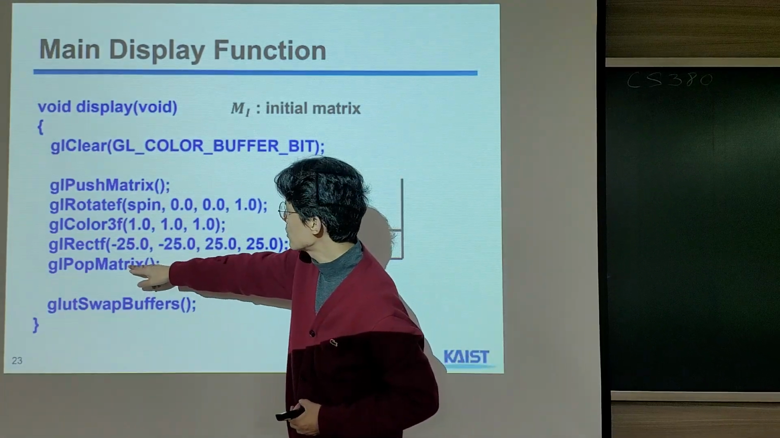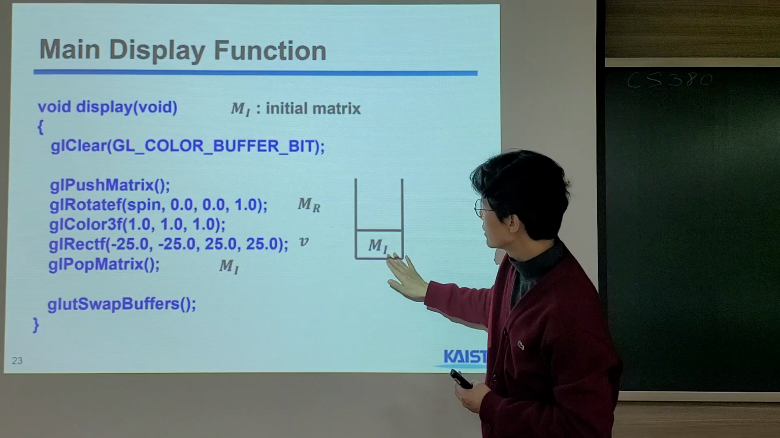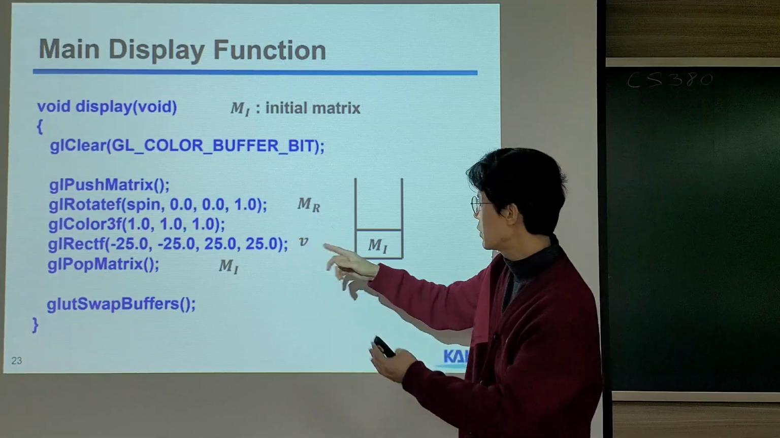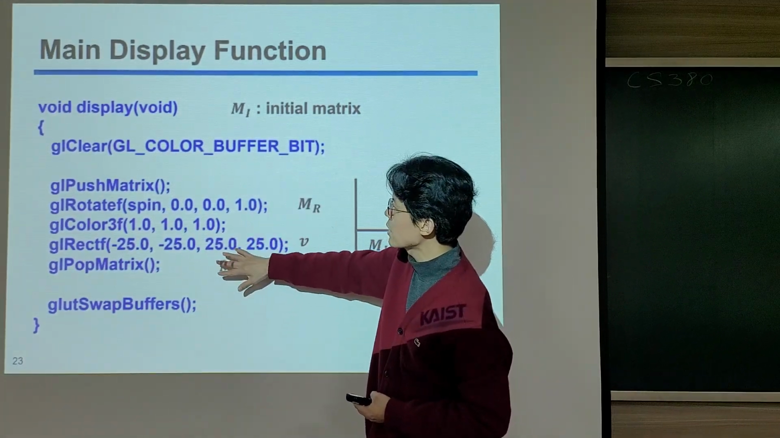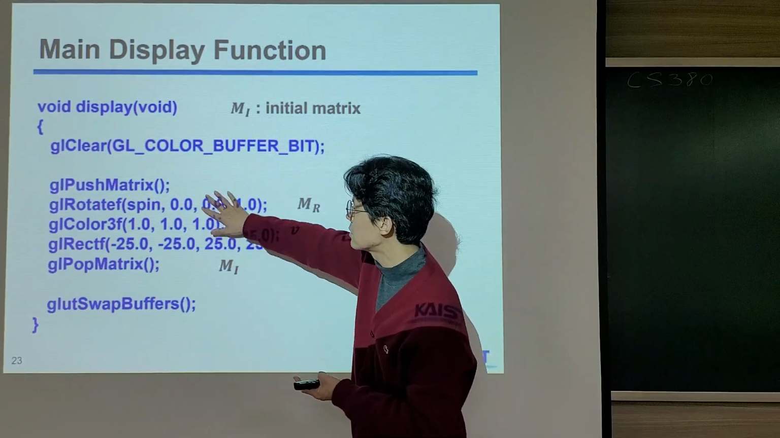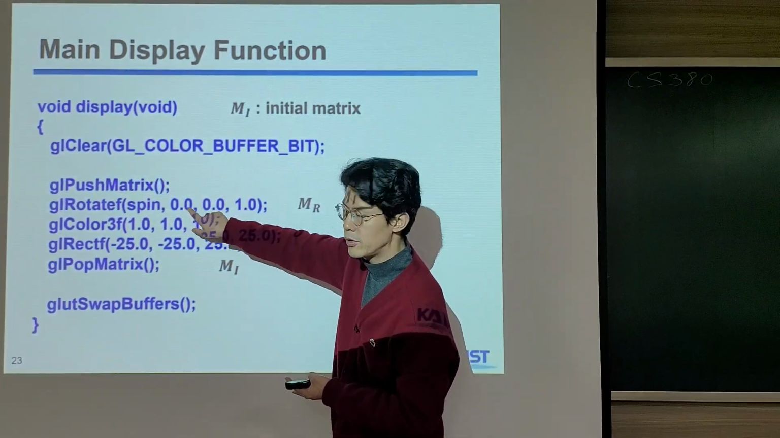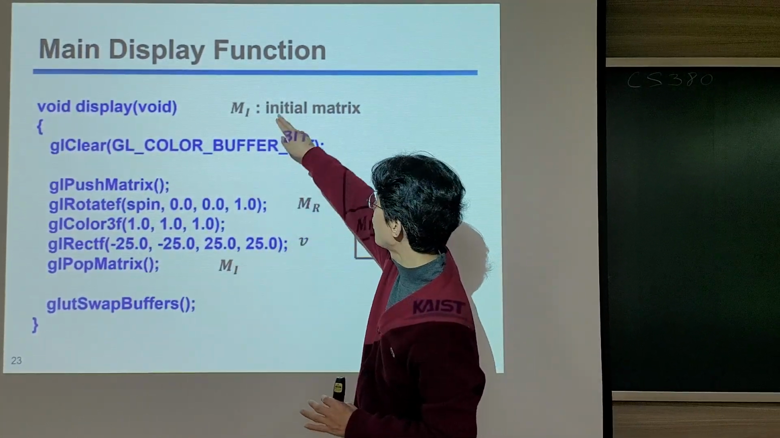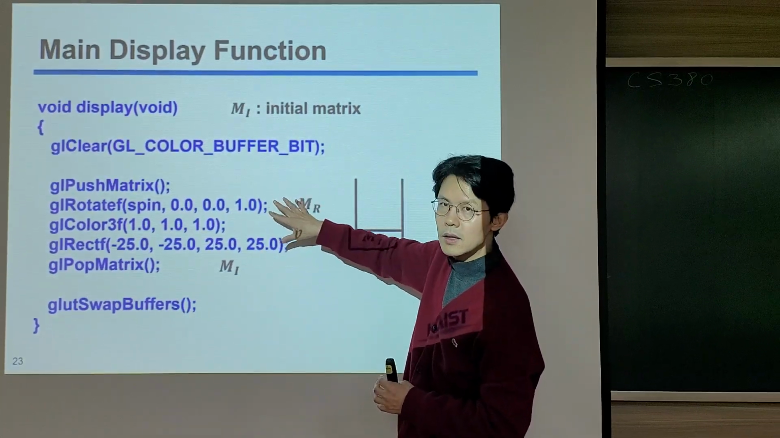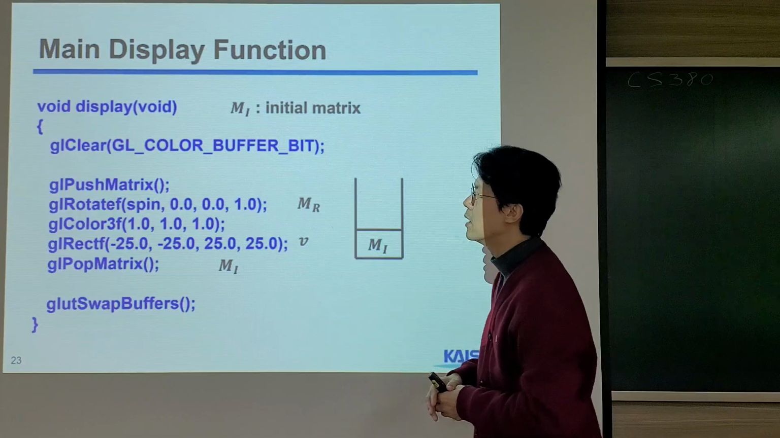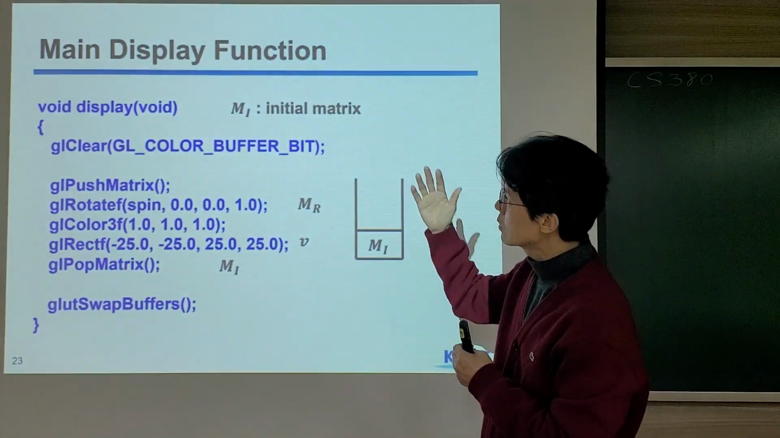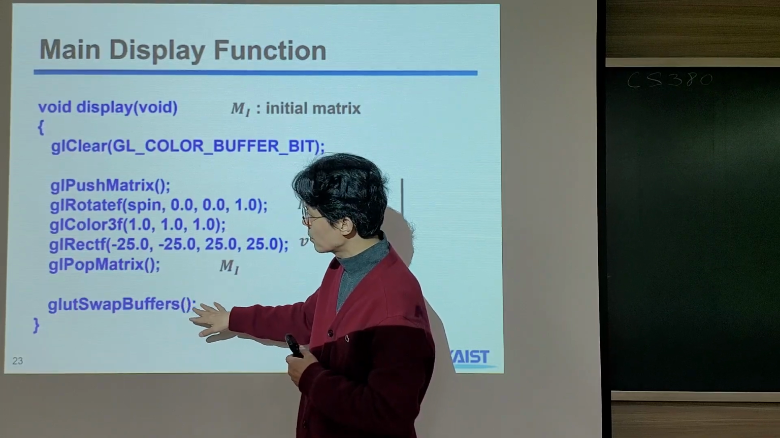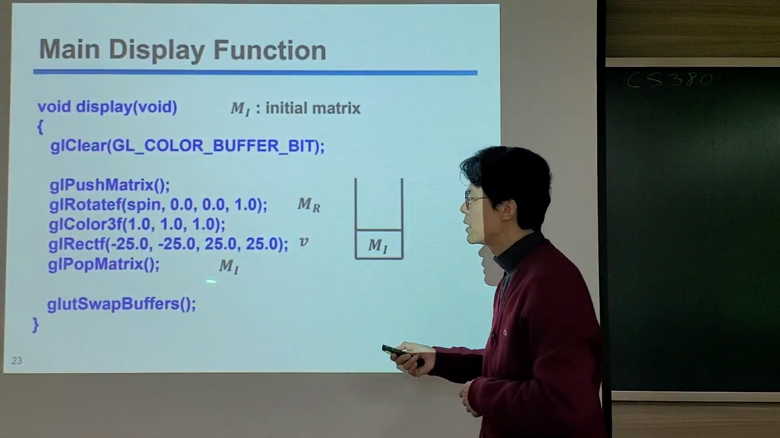Then here we perform the pop matrix, and we restore this initial matrix. We pop this matrix and reset the current matrix with this MI. So once we are done, we cancel the rotation matrix. Then our current matrix turns out to be MI, which is the initial one. This is a typical programming style that we use for this kind of transformation within OpenGL. And the glSwapBuffers, later on I will talk about what it means.